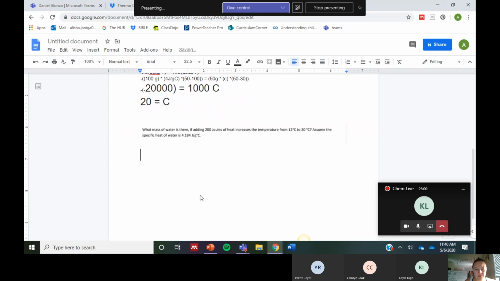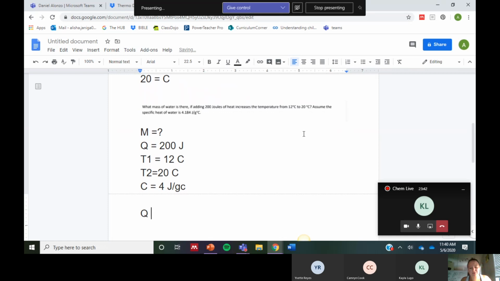All right, so if we look at this one, they want to know what is the mass of water if we had 200 joules of heat, the temperature increases from 12 to 20, and the specific heat is 4. We're going to round it off to 4. So mass, we don't know. If it's in heat, it tells you that this is the heat, that's your Q. It tells us that T1 is 12, and T2 is 20. We set our specific heat, we're going to round off to 4.